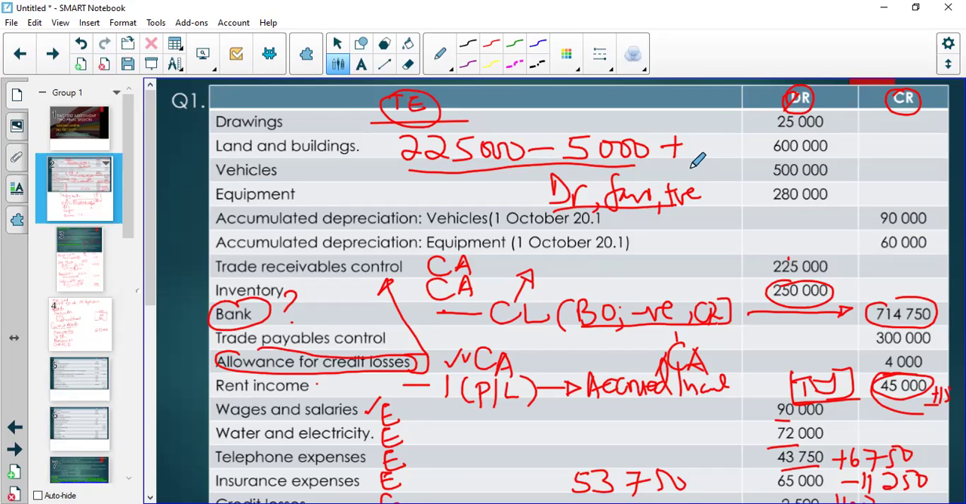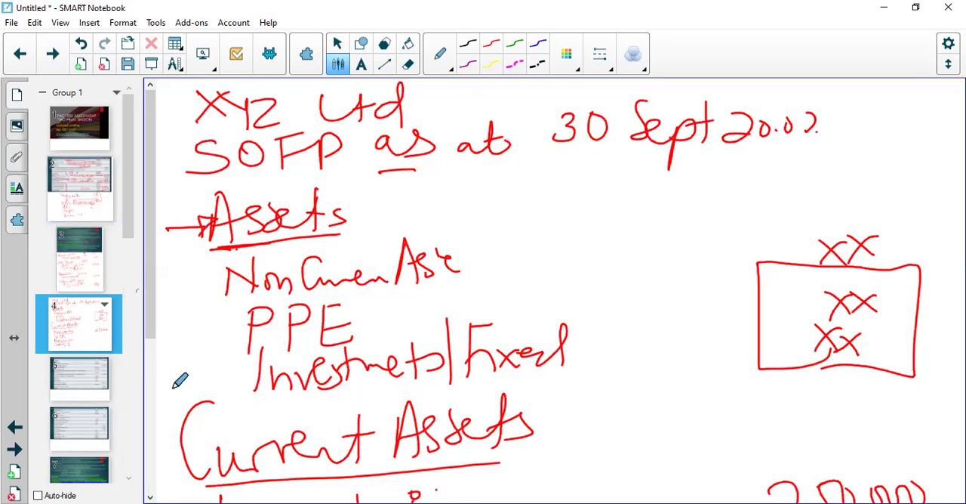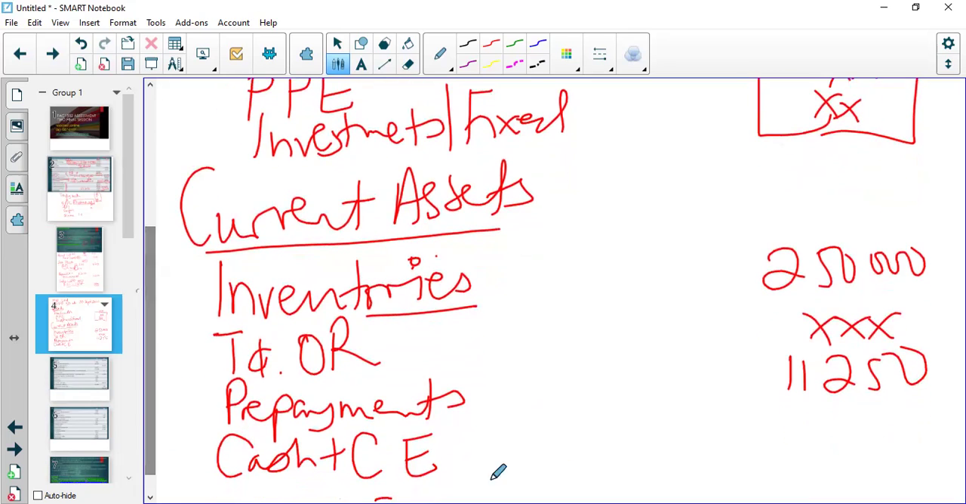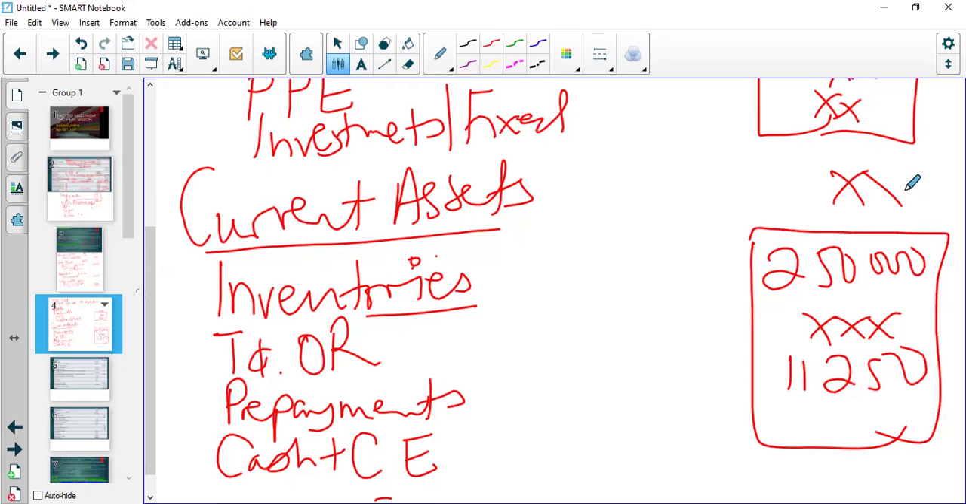I don't know what you get. Let me not calculate, because calculating is not what you need. You don't need help with addition and subtraction, so I won't waste your time. You can calculate here. And so that's going to be your, not trade receivables, but trade and other receivables. Then your prepayment is going to be here, 11,250. And remember, we don't have cash and cash equivalents, so we're going to close off like that. Then that's our current assets.